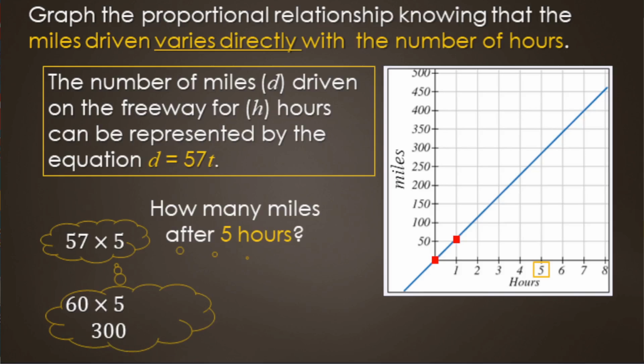But we're going to be over by a little bit because we rounded the 57 up by 3. So we're over by 3 5s. So 3 times 5, that's going to be 15. So we just need to take 15 off of that. So that's going to be 285.